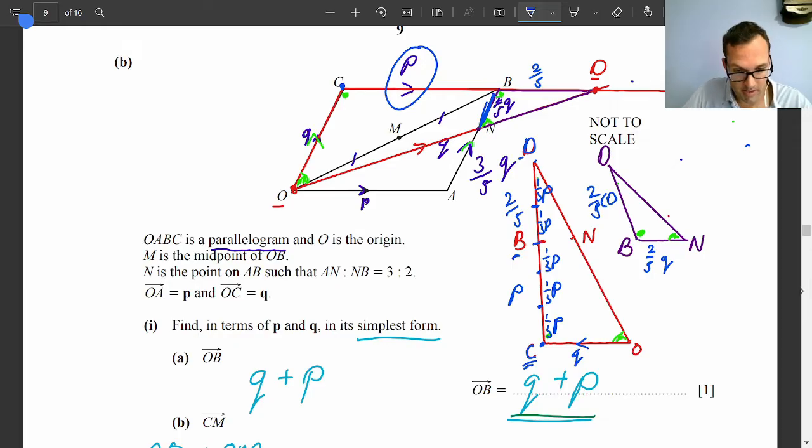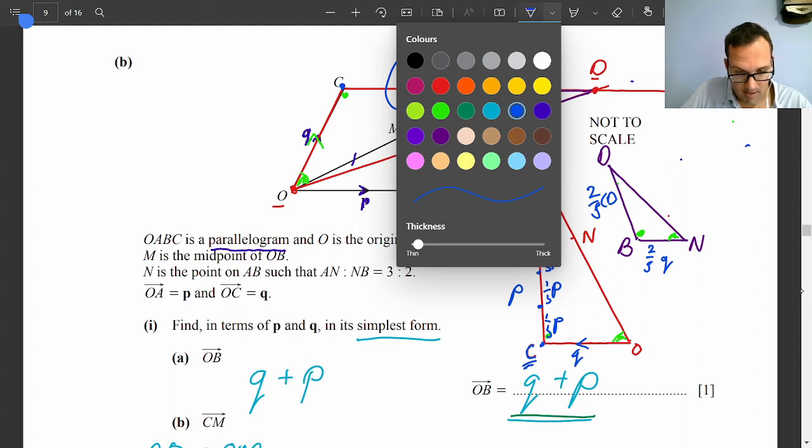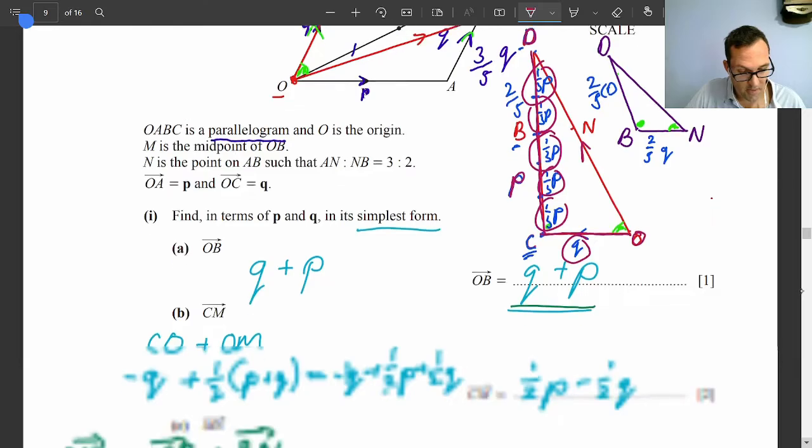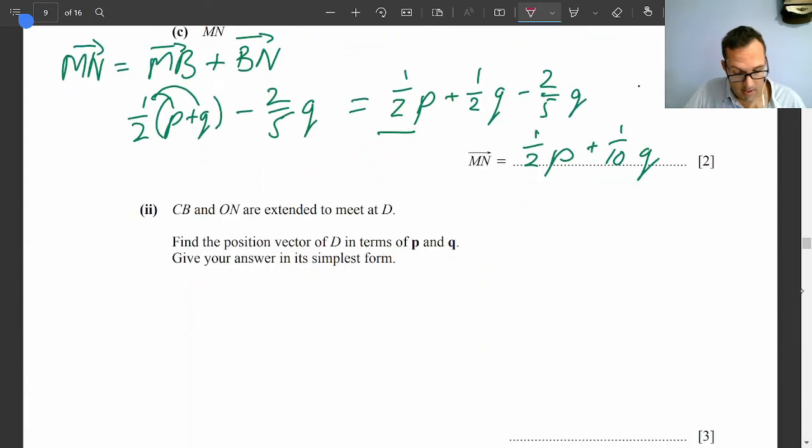So now we can write our answer here. Okay, let's pick a nice color. There we go. So it's going from O to D in that direction. We follow this route where we have Q plus this route, which we have P plus another 2/3 of P, or in total 1, 2, 3, 4, 5 thirds P. So our final answer here is Q plus 5 thirds P.